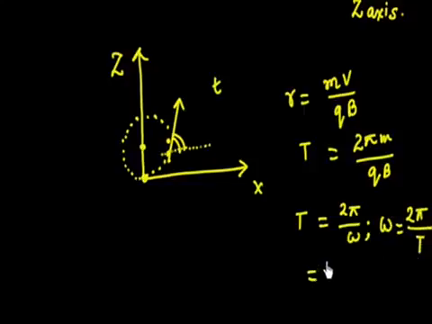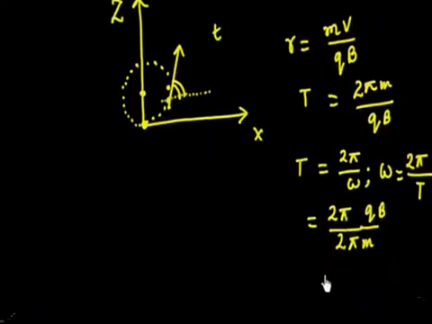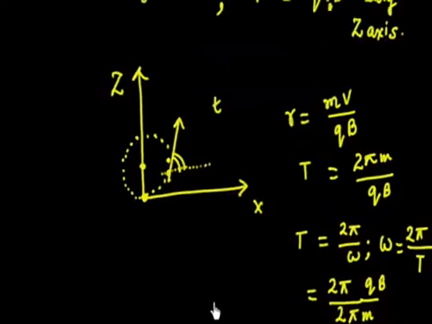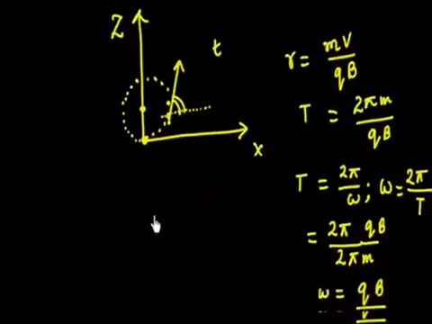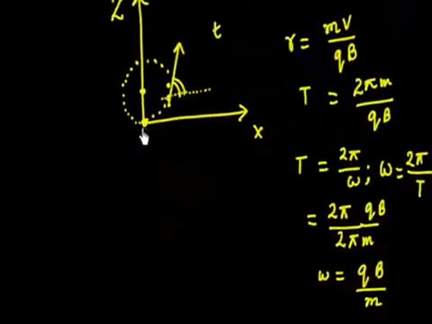So if I plug in this value 2 pi by T, and T is nothing but 2 pi m by qB, so you have omega, that is nothing but qB by m. So now this point is moving in a circle with angular velocity omega. What is the angle made at the center by this particle at any time t? I know this angle has to be omega into t.